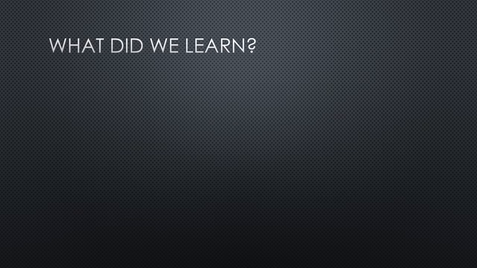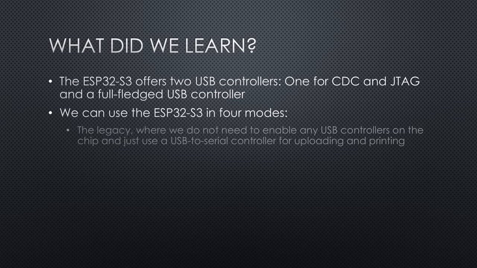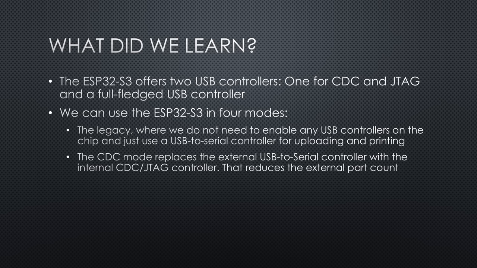So, summarized, the ESP32-S3 offers two USB controllers. A simple one that only provides CDC and JTAG serial connections, and a full-fledged USB controller for all sorts of USB services. We can use the ESP32-S3 in four modes. The legacy, where we do not need to enable any USB controllers on the chip and just use a USB to serial controller for uploading and printing. The CDC mode replaces the external USB to serial controller with the internal CDC JTAG controller. That reduces the external part count.